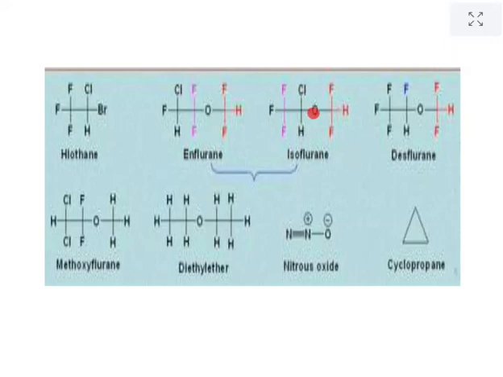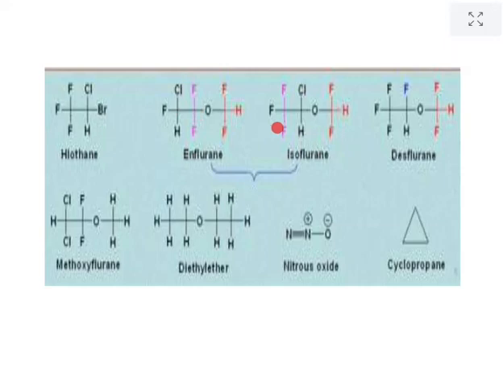Which means enflurane and isoflurane are what we call constitutional positional isomers. They have the same condensed molecular formula. Their difference is the position of the substituents, whether they're on carbon 1 or carbon 2. That's the only difference, but they have the same condensed formula.